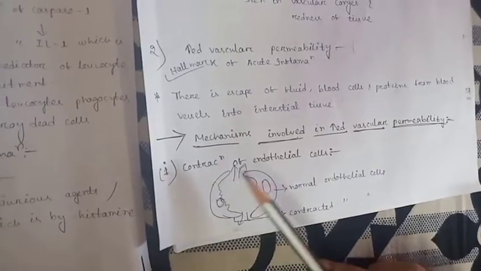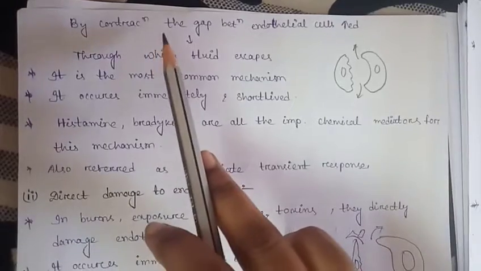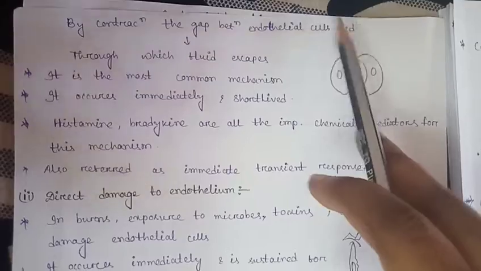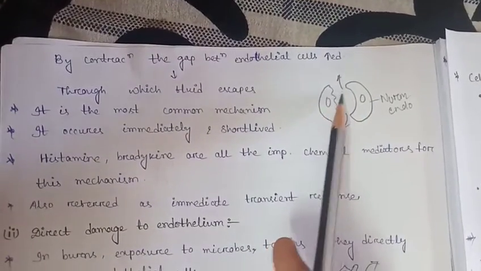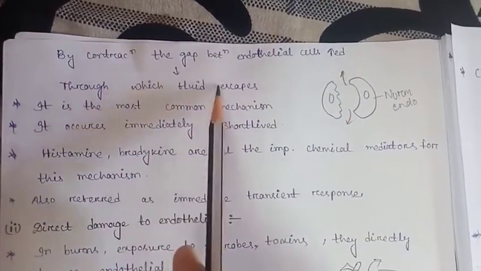The first mechanism is the contraction of the endothelial cells. How can you see this increased contractility? With contraction, the gap between endothelial cells increases. So here you can see, first the contraction occurs, then the gap increases, through which the fluid escapes.